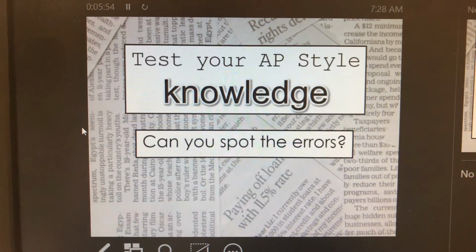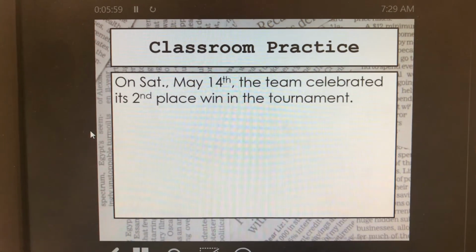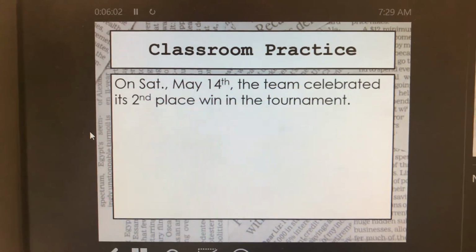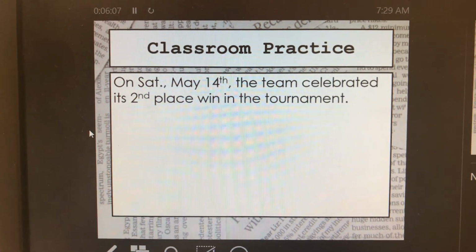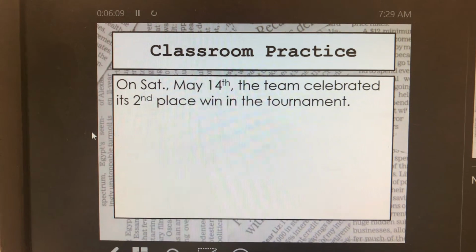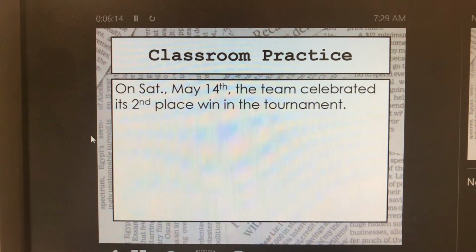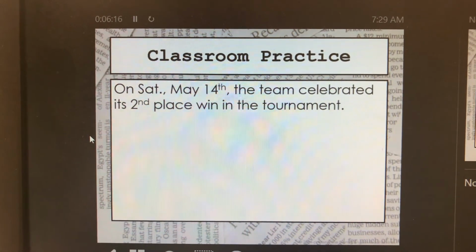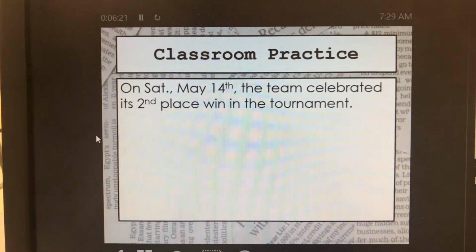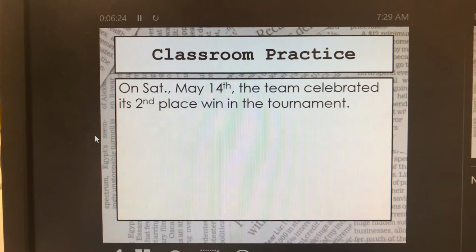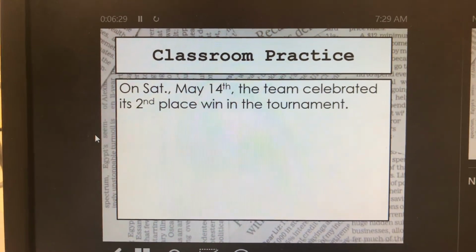Now, let's get a little bit of practice in. Take some time and think about what might be right or might be wrong about this sentence. On Saturday, May 14th, the team celebrated its second place win in the tournament. Now, think back a little bit to the discussions that we've had over the past couple of days. Is there anything wrong with this sentence? And you can always pause the video to give yourself more time as well.